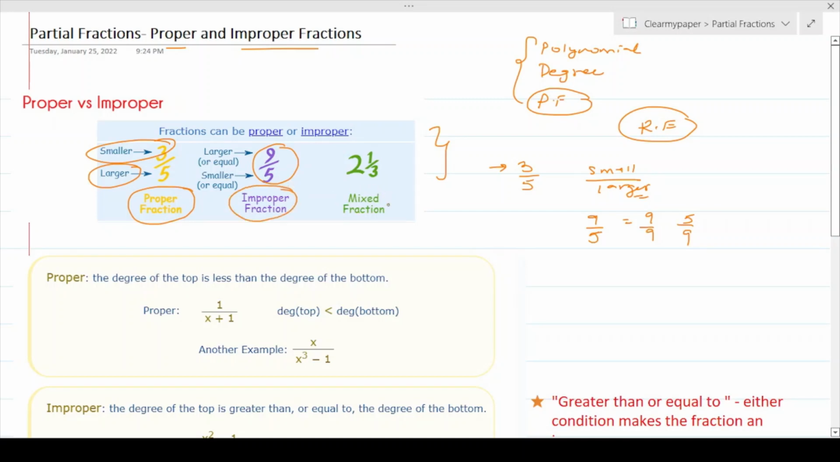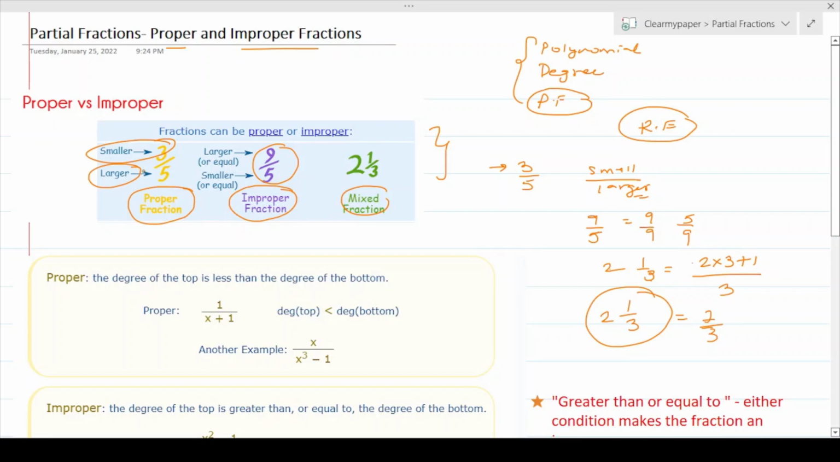And then we have a mixed fraction, where we break it down. For example, 2 and 1 by 3 is nothing but 2 into 3 plus 1 upon 3, which is 7 by 3. So this is still an improper fraction, but when we break it down into this format, it becomes a mixed fraction, where instead of saying 7 by 3, you say 2 and 1/3. We call it a mixed fraction because it has a combination of both. That's what we do typically in a number system.